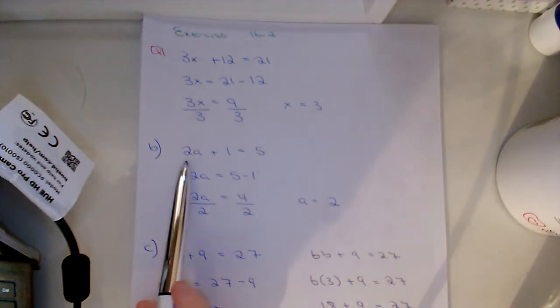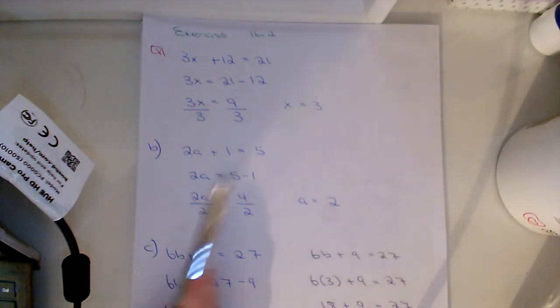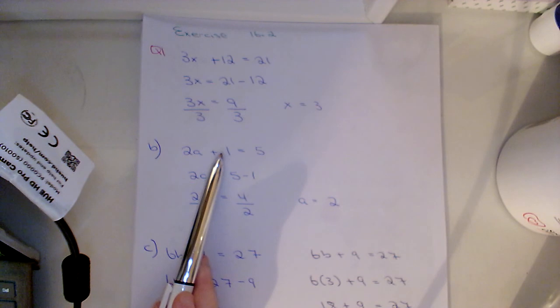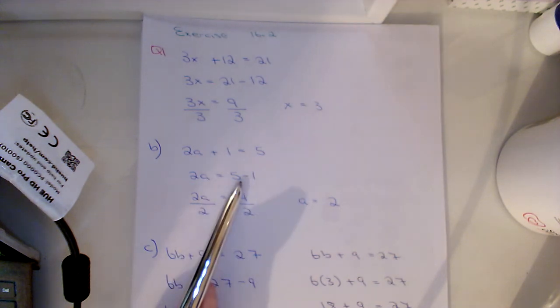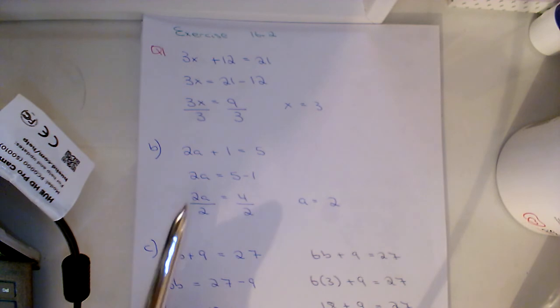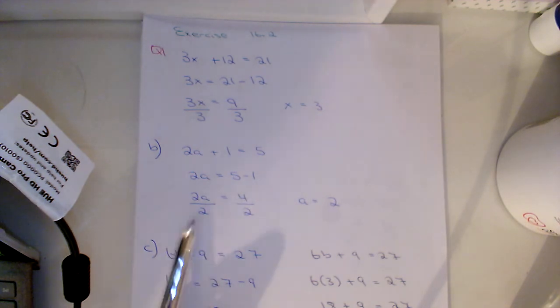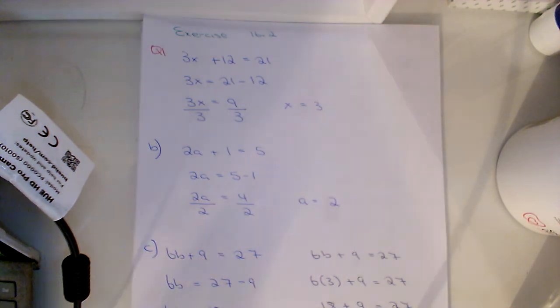Part B then, I have 2a plus 1 is equal to 5, so I need to get letters to the left, numbers to the right. So I have 2a is equal to, 5 is on the right, so it stays there. This is plus 1, it's on the left hand side. I need to bring it over to the right, so it crosses over the equal sign and it changes sign, it becomes minus 1. So I have 2a is equal to 5 take 1 is 4. I want to find out what just 1a is equal to, so I'll divide across by 2, divide across by 2, and I'll get a is equal to 2.